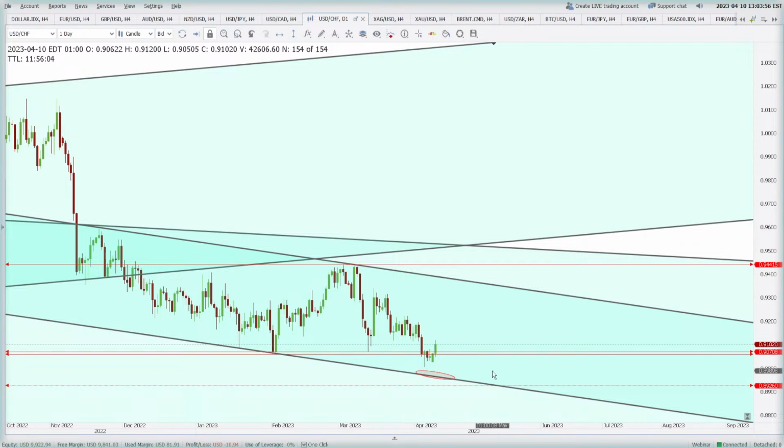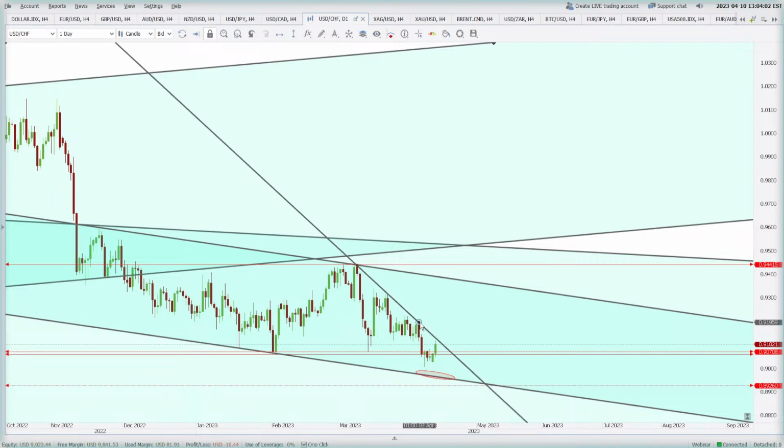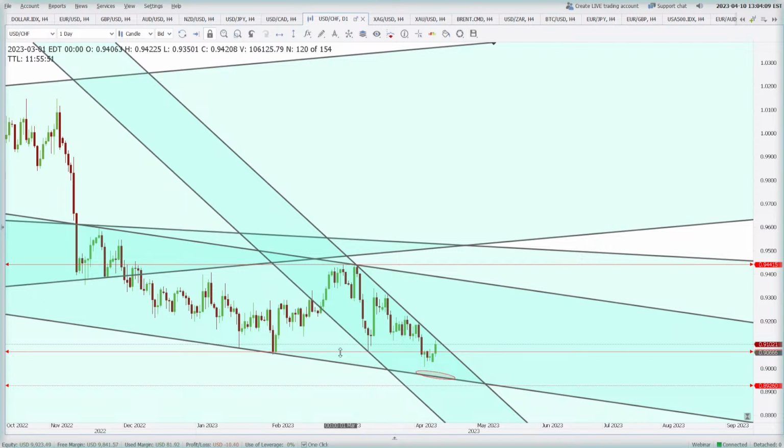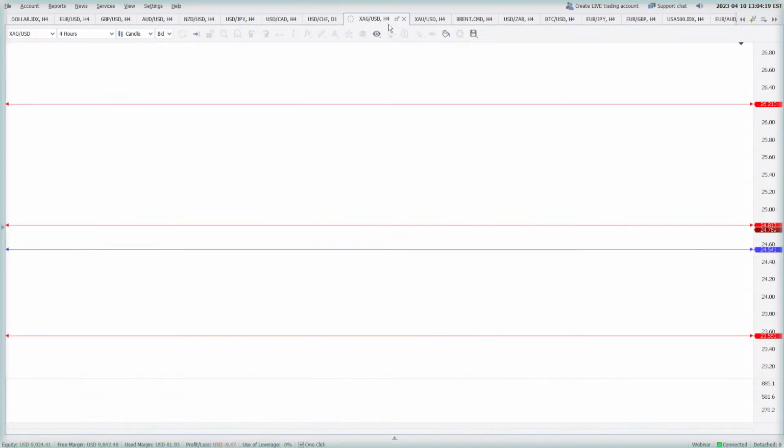Right now we are in a downtrend. Expect the price to keep going south by this channel. All right guys, so what you should be expecting is 0.8926 on the downside.